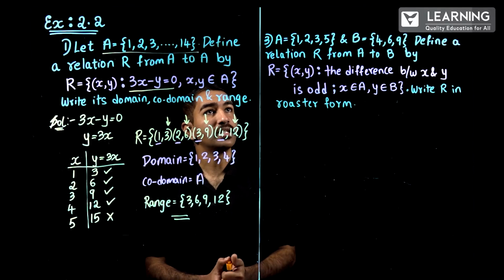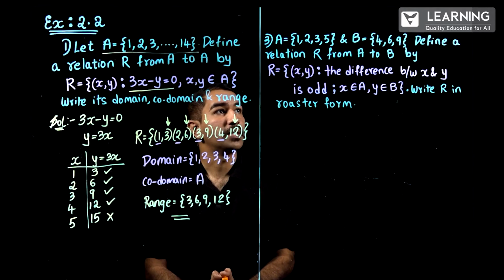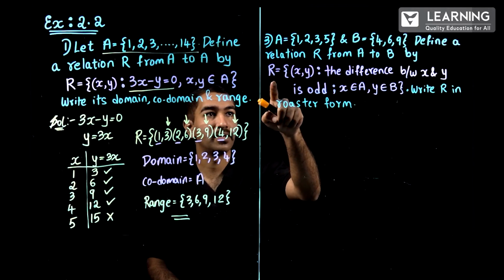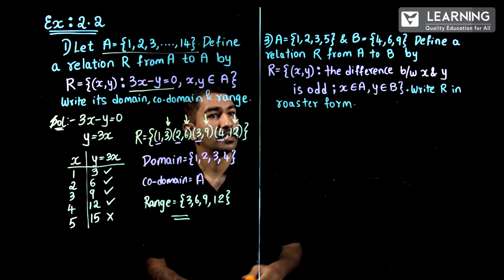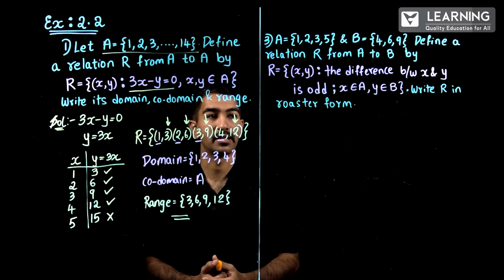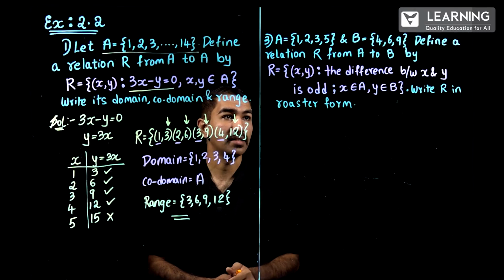We'll read the question here. A equals 1, 2, 3, 5, B equals 4, 6, 9. Define a relation R from A to B by, the relation is given here. Again, I have written it in the pink color. Write R in the roster form. Roster form means you have to mention the elements there. Alright. So write R in the roster form.